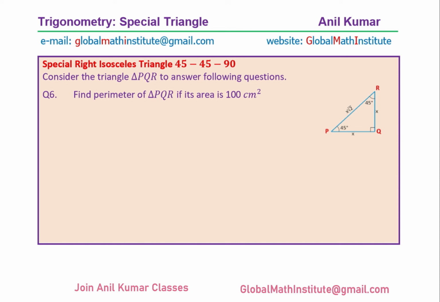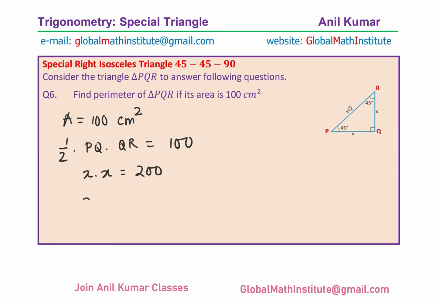Next question, question number 6, is find the perimeter of the triangle if its area is 100. So we are given area is 100 centimeters square. So that means half of base into height, which is PQ times QR, equals 100, right? Or PQ and QR, if I take them as x, so we get x times x equals, cross multiply, 200. X square is equal to 200, or x is square root of 200, correct?